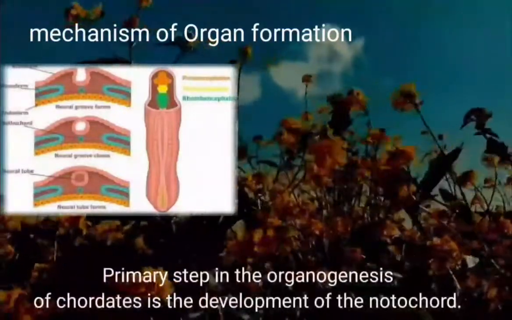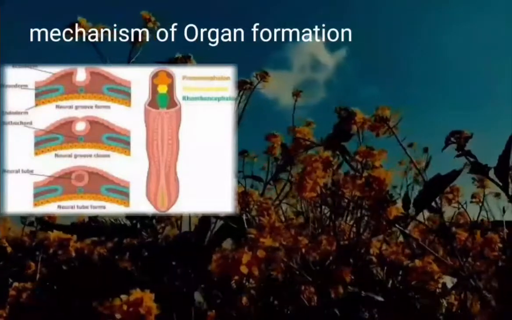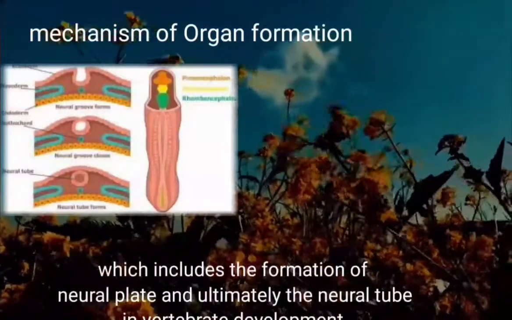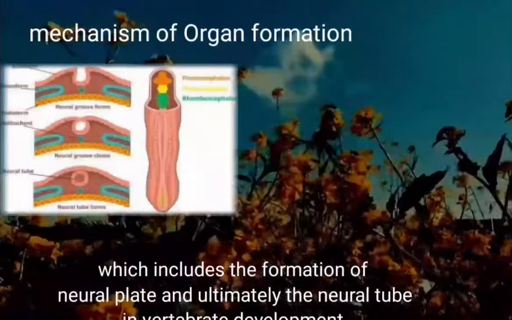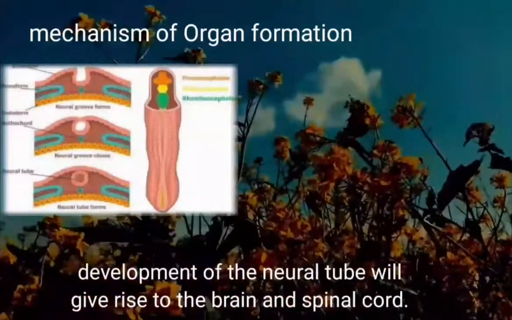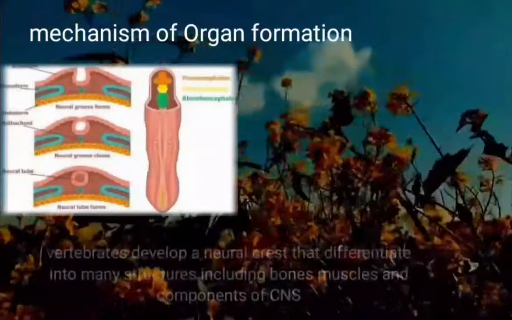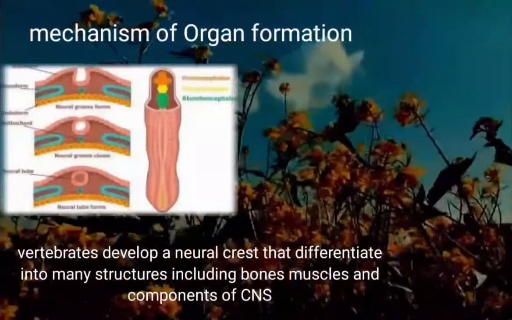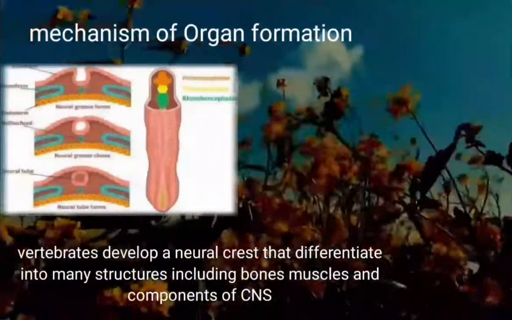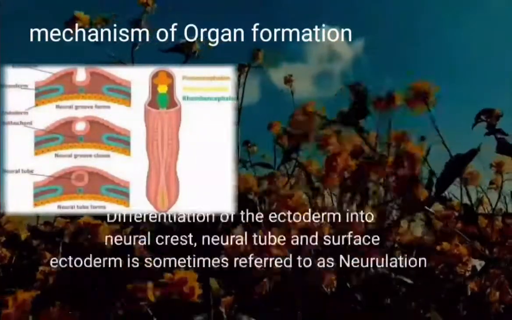A primary step in the organogenesis of chordates is the development of the notochord, which includes the formation of the neural plate and ultimately the neural tube in vertebrate development. Development of the neural tube will give rise to the brain and spinal cord. Vertebrates develop a neural crest that differentiates into many structures including bones, muscles, and components of the central nervous system.